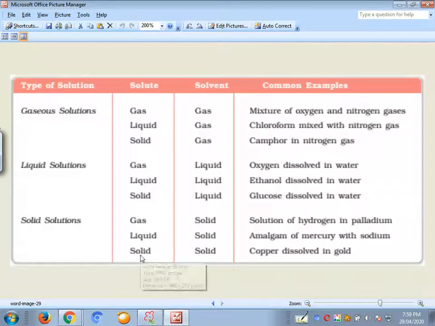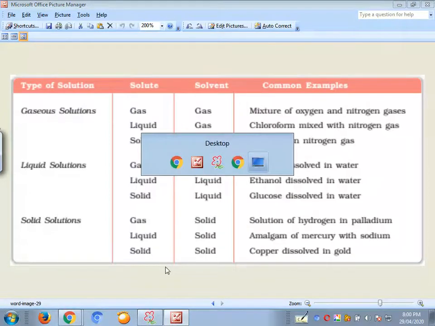Now similarly, the last one, solid in solid: copper dissolved in gold. We know that it becomes 22 karat gold, right? Gold is usually of two types, that is 24 and 22. 24 is pure gold, whereas 22 karat is mixed with copper. Hence the example for solid in solid is copper dissolved in gold. So how many types of solutions are possible in total? There are totally 9 types of solutions possible.